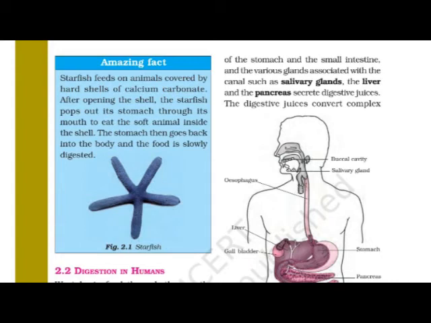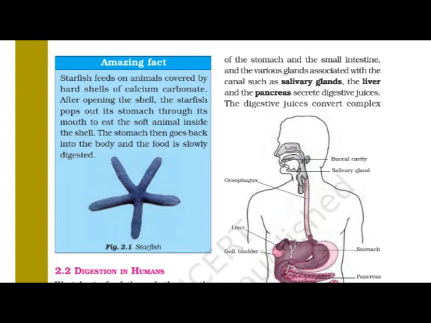One amazing fact they have given that you can see on the screen. This amazing fact is actually an example of the starfish. Starfish feeds on animals covered by hard shells of calcium carbonate. Starfish eat the animals which are covered with hard shells of calcium carbonate. Means the animals whose hard shells are made up of calcium carbonate are the food eaten by the starfish.